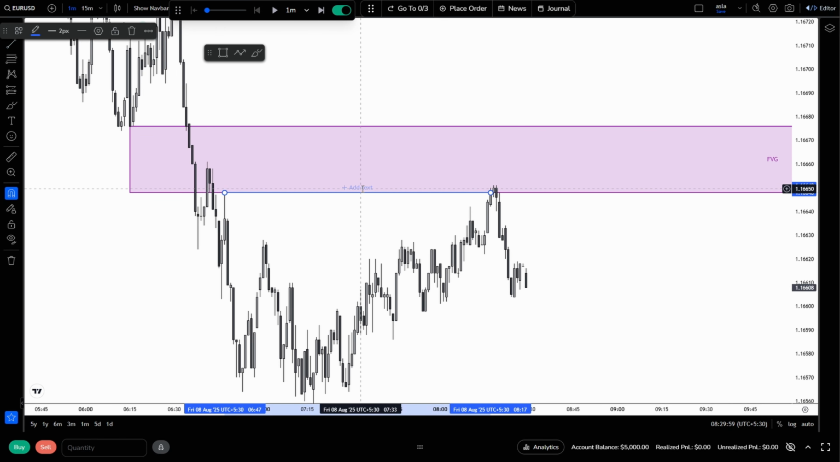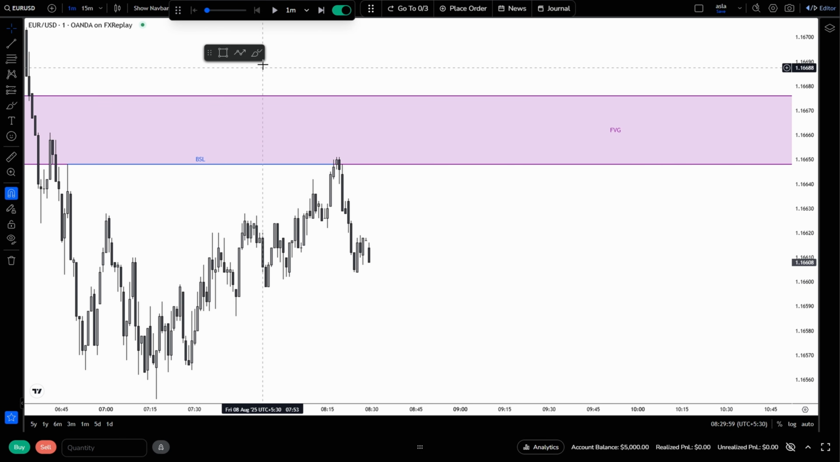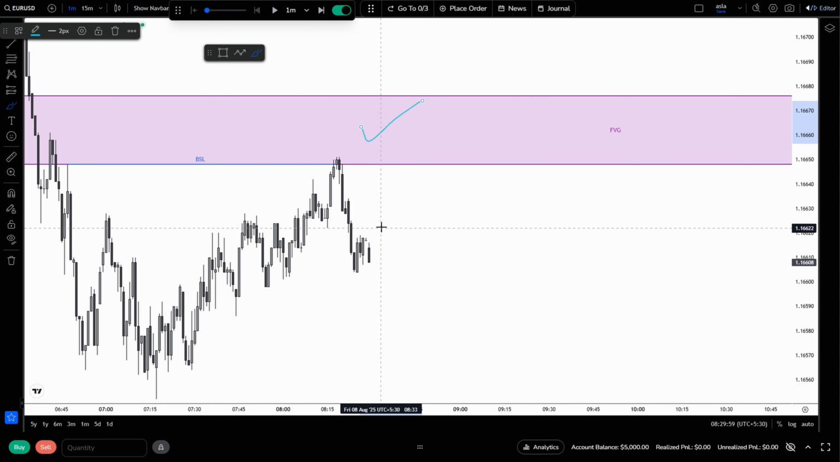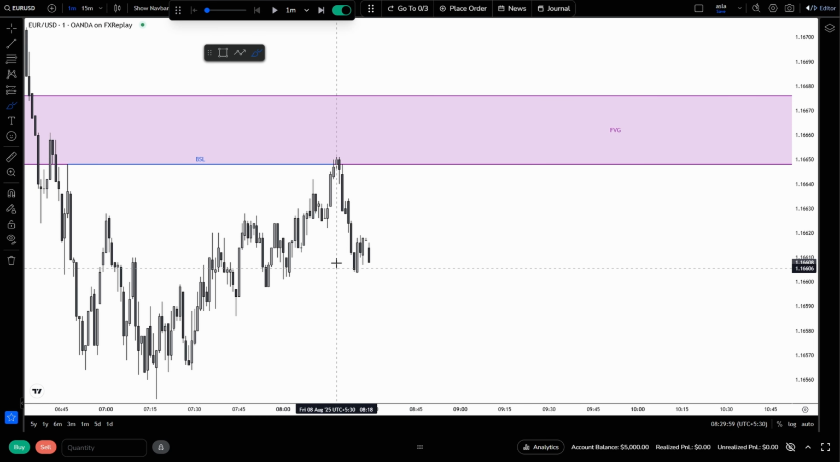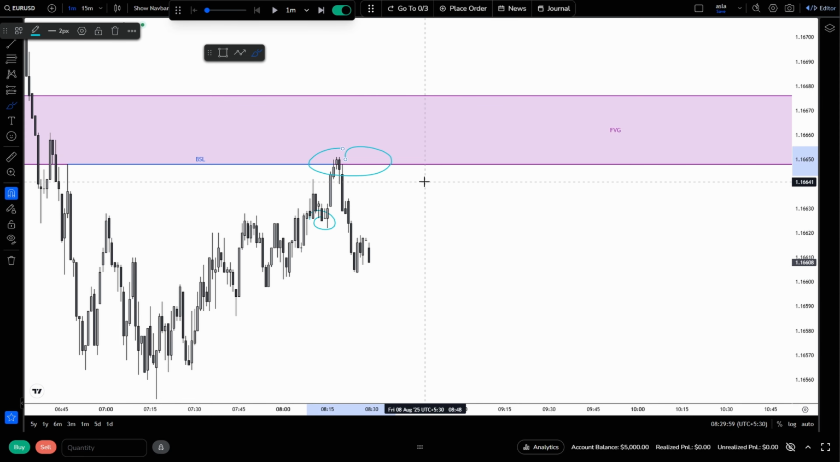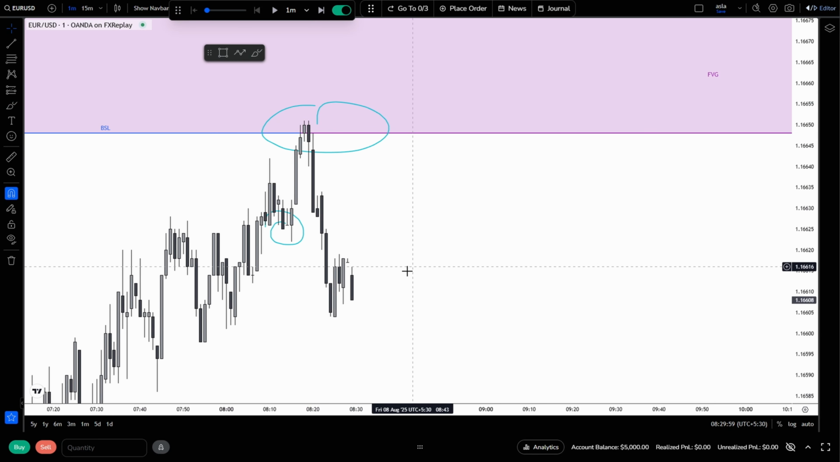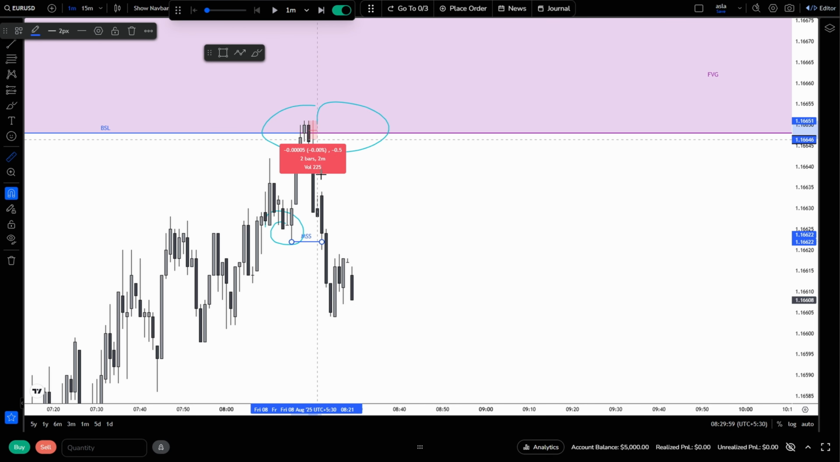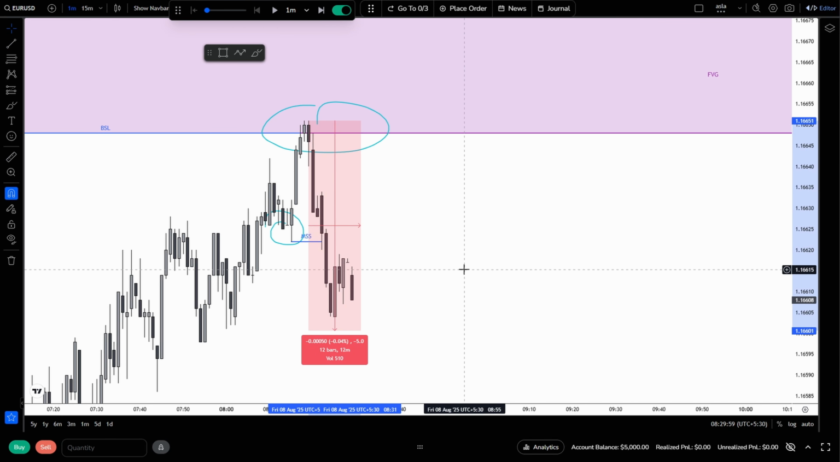So after price taps into the fair value gap, we drop down to the 1-minute time frame and start observing what price is doing. The first thing we focus on is the short-term lows that are being formed. Right here you can see a low that was formed just before price fully entered the fair value gap. Now watch what happens. Price breaks through that low with strength. This break of the low becomes our market structure shift to the downside.